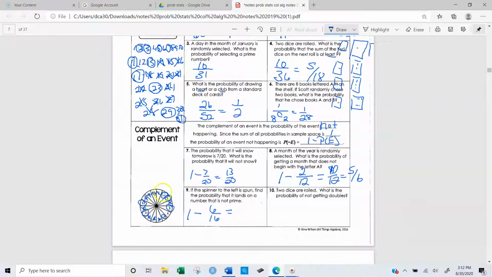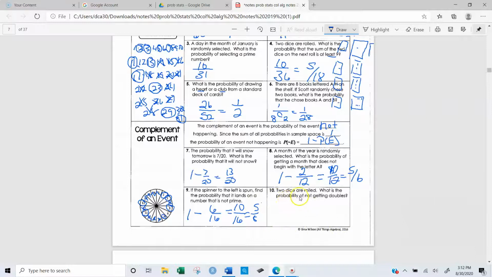So you subtract out yours. Did I count these right? 1, 2, 3, 4, 5, 6. So you subtract out your 6, so you got 10 out of 16. That, not prime, reduces down to 5/8.